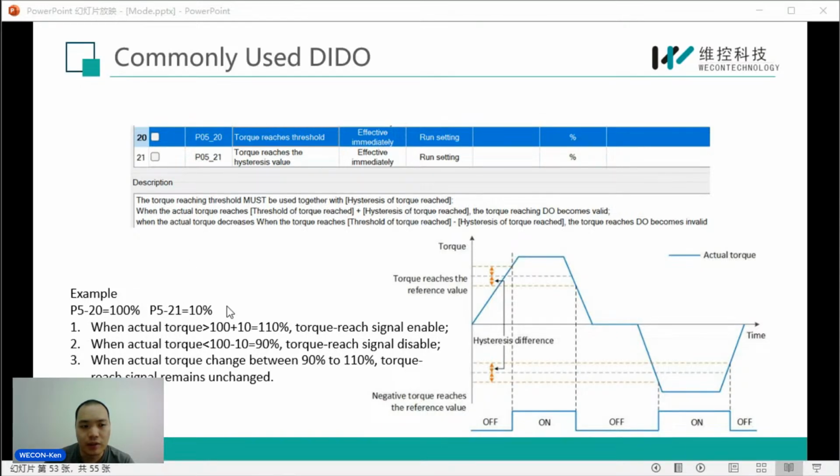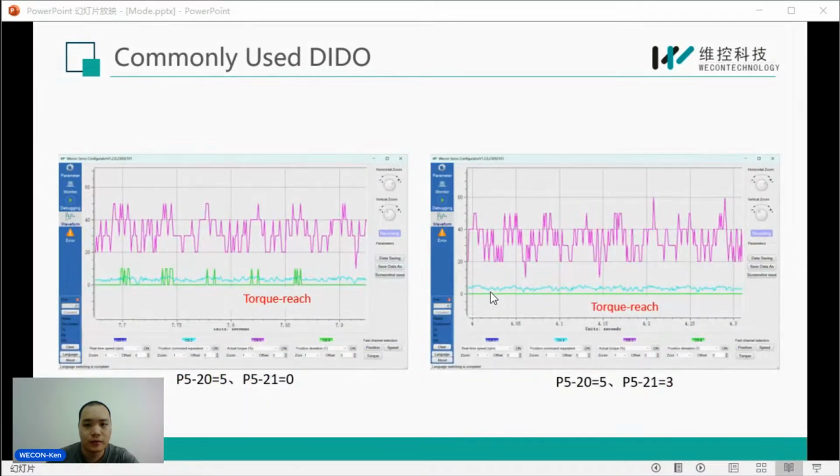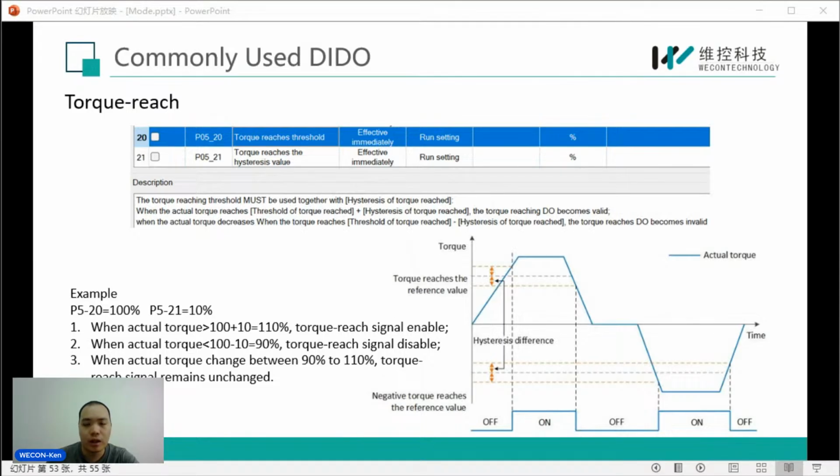When we set these two parameters to this value, it means when the actual torque reaches between 90 and 110, the drive will think the torque is reached, because in actual situations, the motor keeping a uniform torque is impossible.